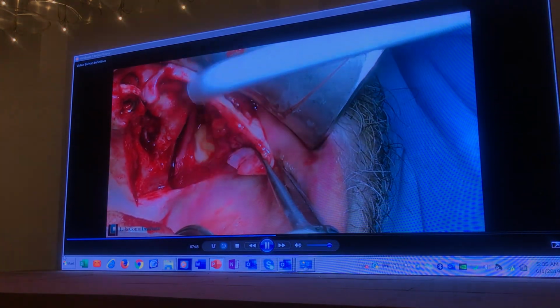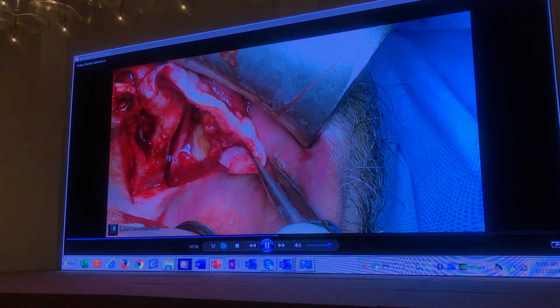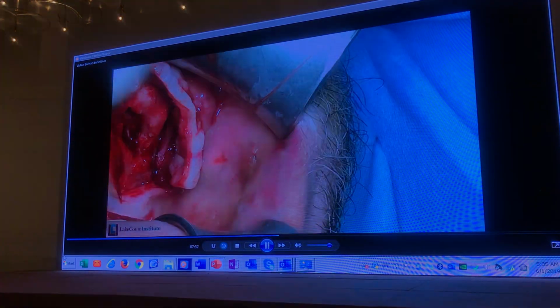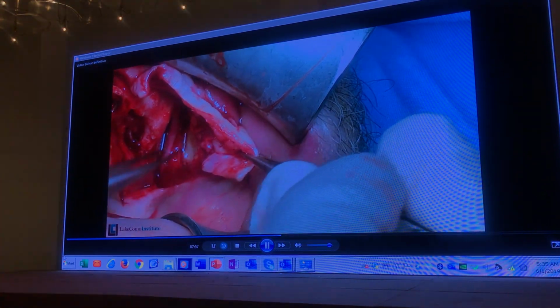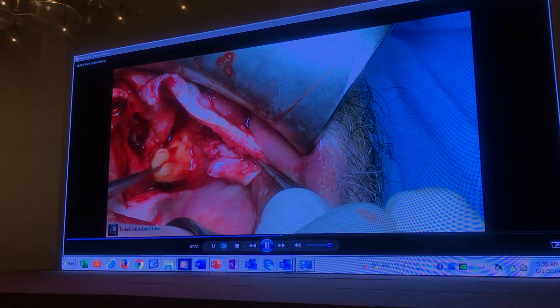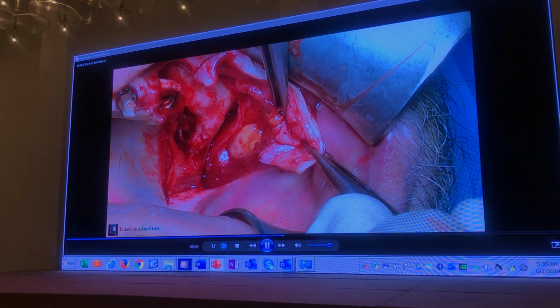Notice it's not cutting up there, it's spreading, because there are blood vessels up there. And if you go in there and cut, it creates too much bleeding. So now you can just pull it out.